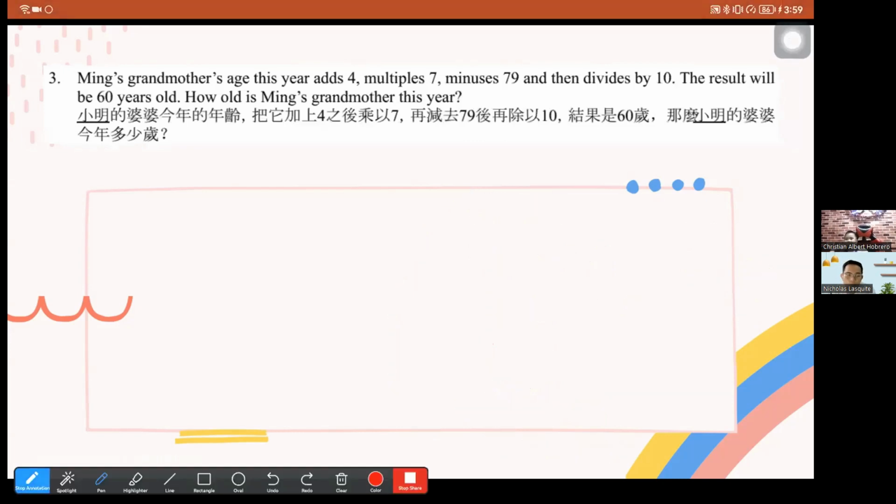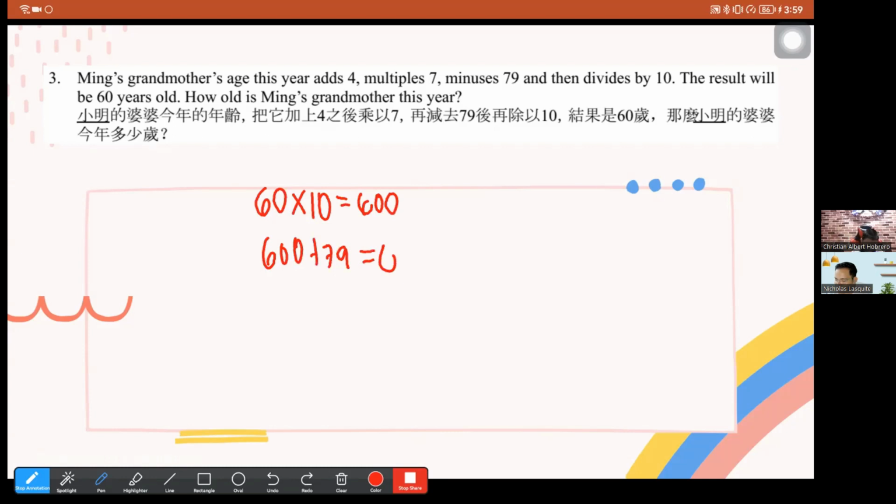Ming's grandmother's age this year adds 4, multiply 7, minus 79, then divides 10. The result will be 60. So you start with 60 first. It's called working backwards. Since the last operation is divides by 10, you multiply this one by 10. So you will get 600. And then it's minus the 79, so it's 600 plus 79.